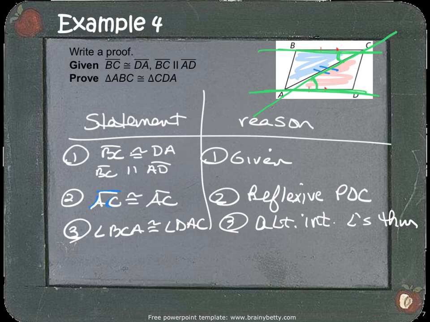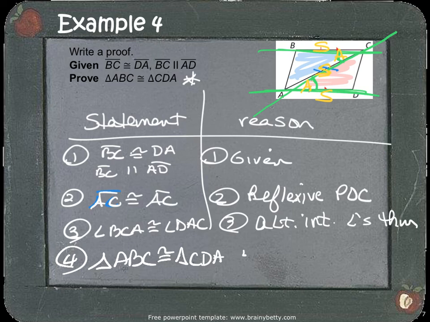Now I have enough information. I've got a side marked, the included angle, and a side. Same thing here: the side, the included angle, and the side. So now what I was asked to prove is my very last statement. So triangle ABC is congruent to triangle CDA, and my reason is side angle side. You don't need to put congruence theorem. If you put it, that's fine. All I need to see is side angle side.